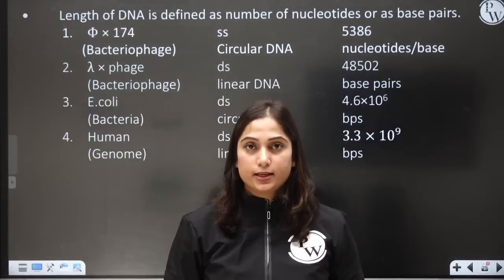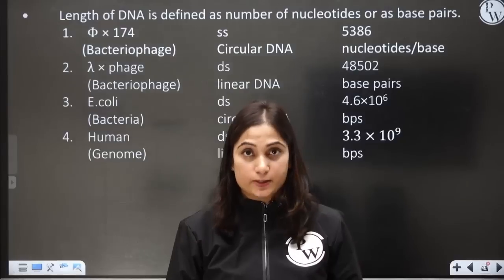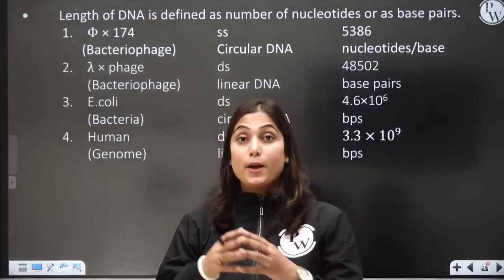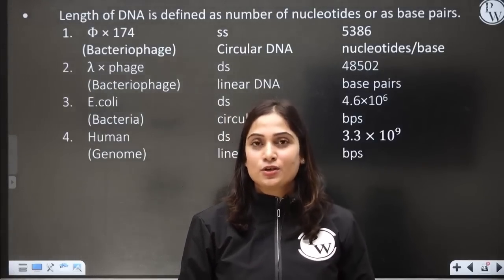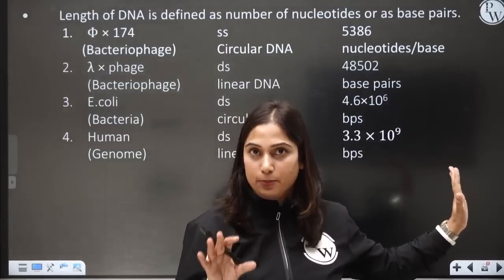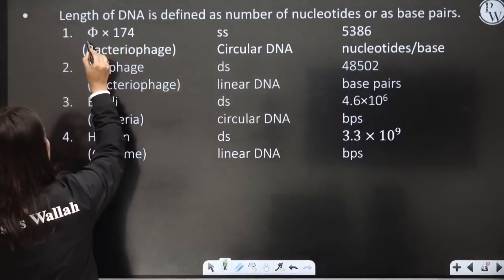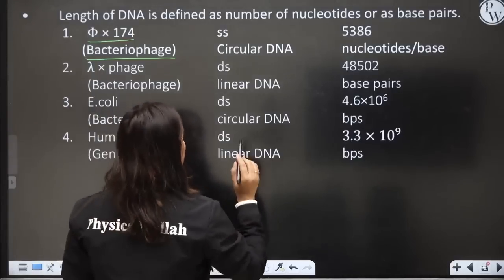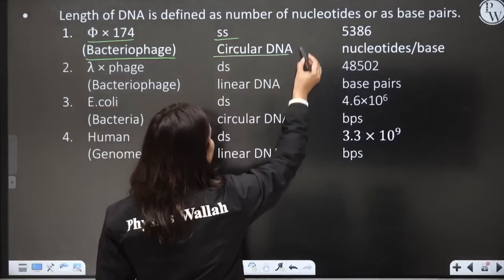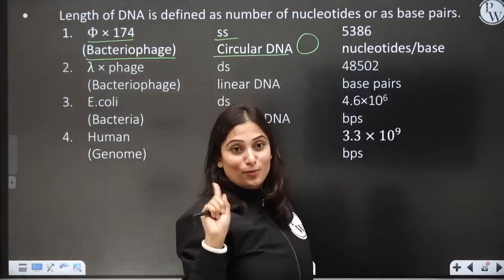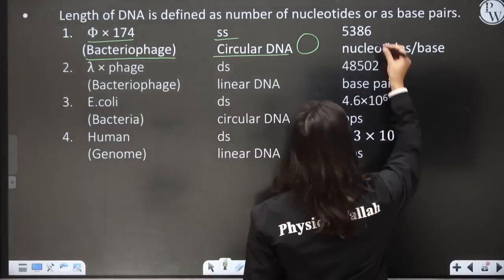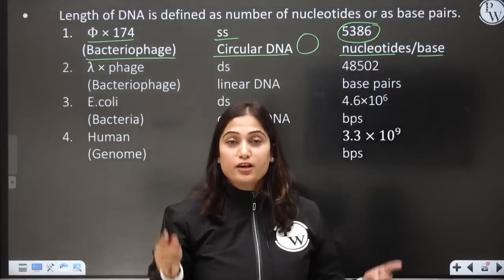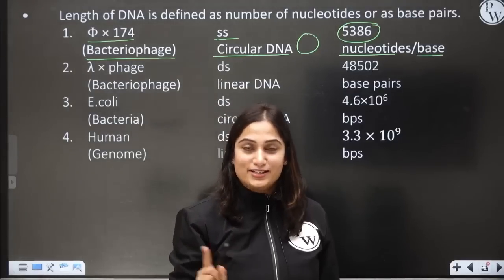We can calculate the length of DNA either in the form of base pairs if it is a double-stranded condition, or in the form of nucleotides or bases if it is a single-stranded condition. So let's learn these data along with me because they are important. The first organism given here is Phi X174, and Phi X174 is a bacteriophage. That means it is a virus. And what sort of DNA does it have? It has a single-stranded circular DNA. That means it would not have base pairs, only nucleotides or bases. And the number of nucleotides is 5386 nucleotides or bases. Repeat with me, 5386 nucleotides, not base pairs.